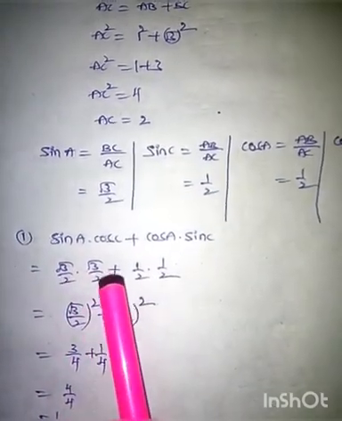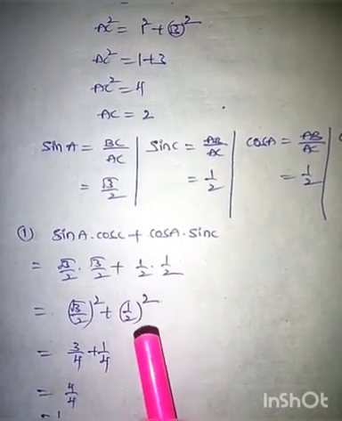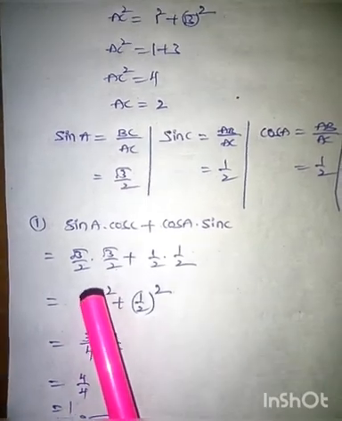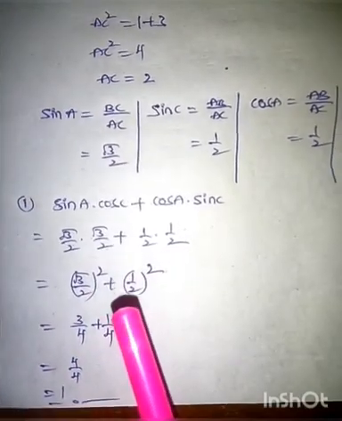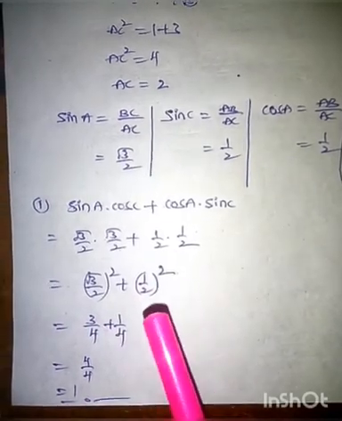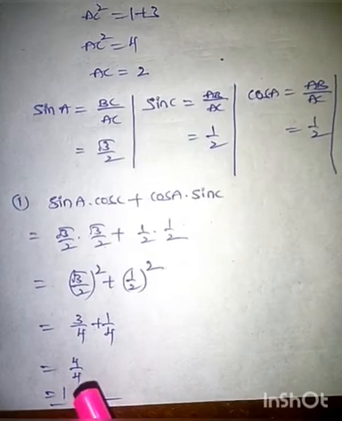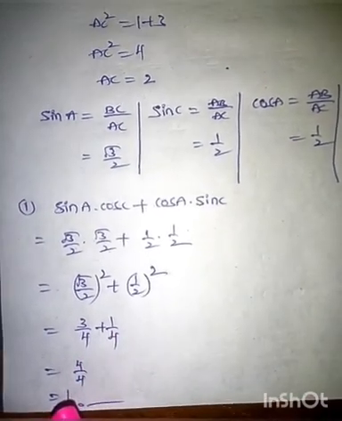Root 3 by 2 into root 3 by 2, root 3 by 2 whole square, plus 1 by 2 into 1 by 2, 1 by 2 whole square. If you simplify this, the answer is 3 by 4 because the square root gets cancelled, and 2 square is 4. And similarly 1 by 2 whole square is 1 by 4. If you do the LCM, the answer will be 4 by 4 and the 4s get cancelled. The answer is 1.